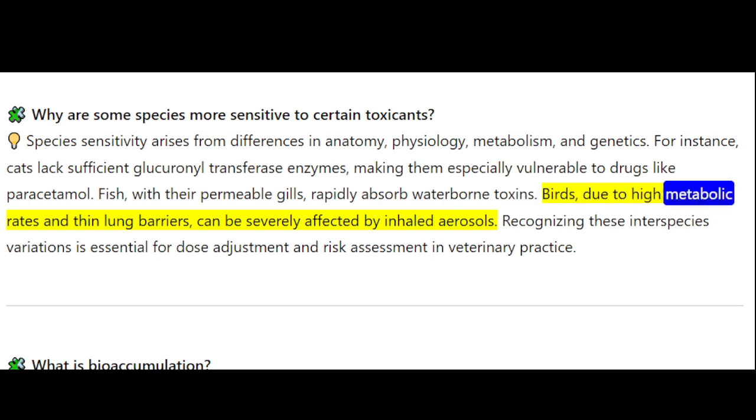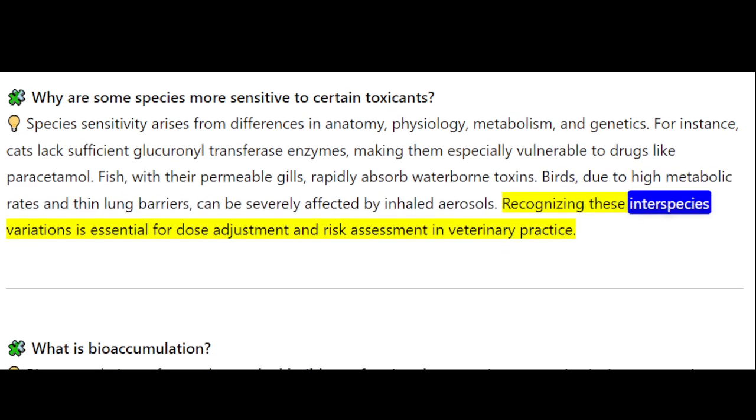Birds, due to high metabolic rates and thin lung barriers, can be severely affected by inhaled aerosols. Recognizing these interspecies variations is essential for dose adjustment and risk assessment in veterinary practice.